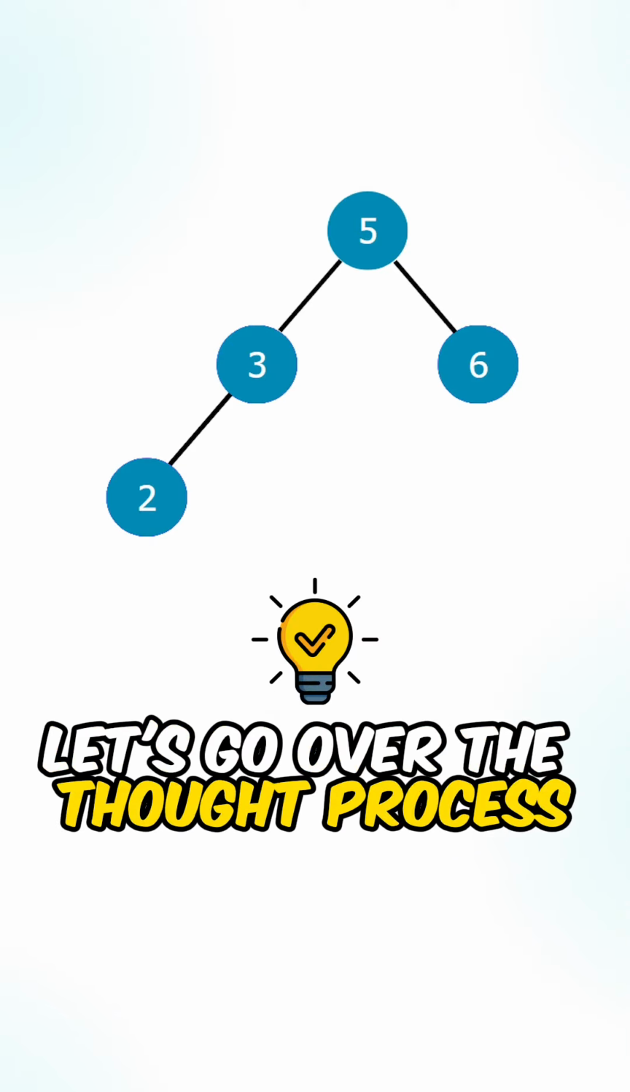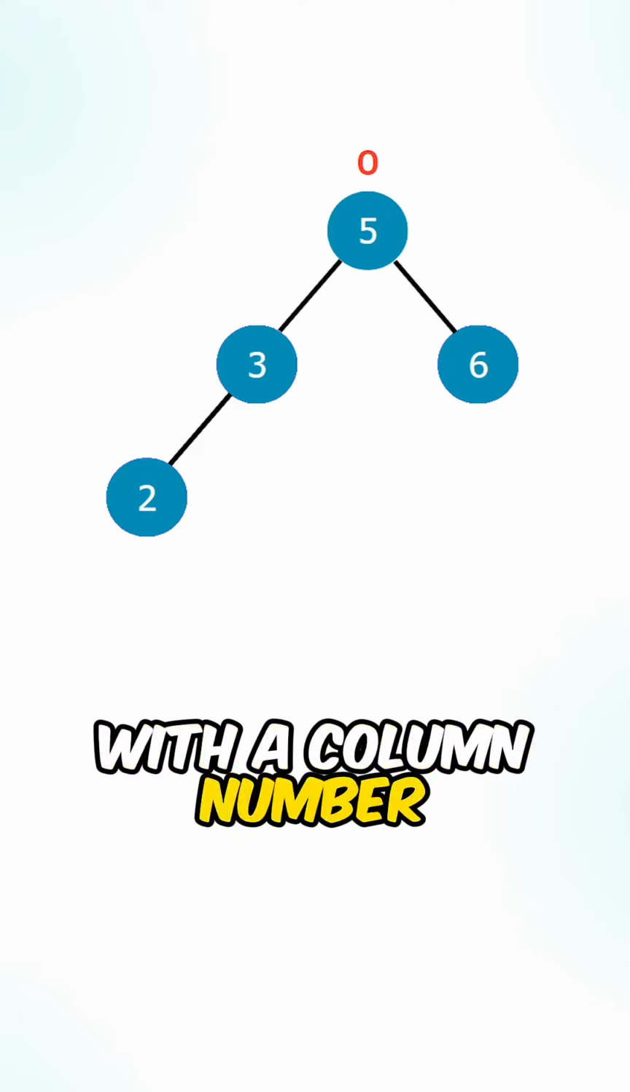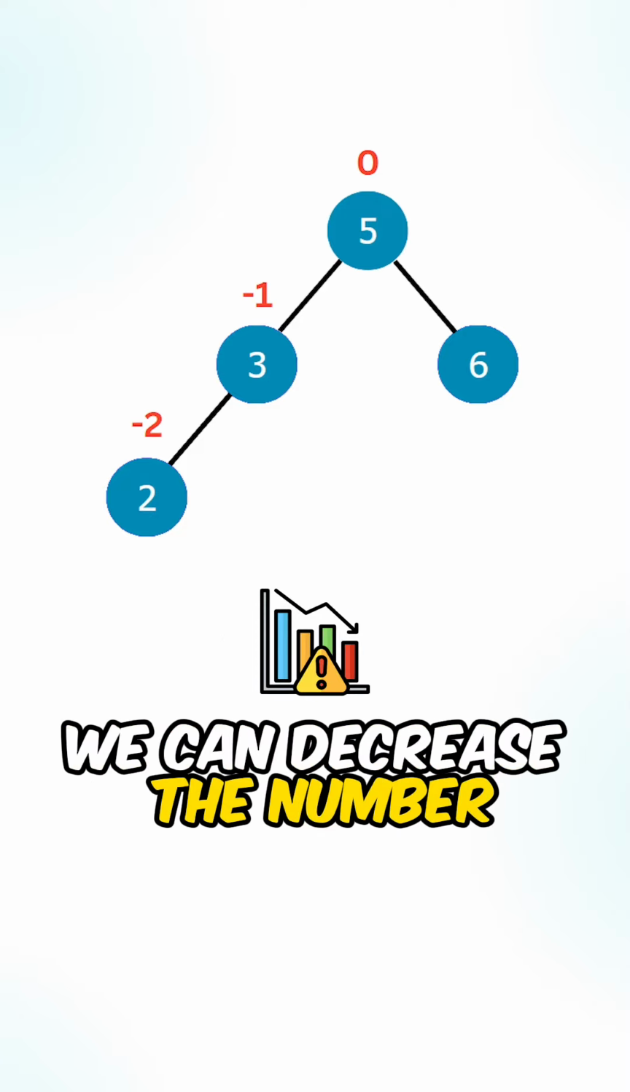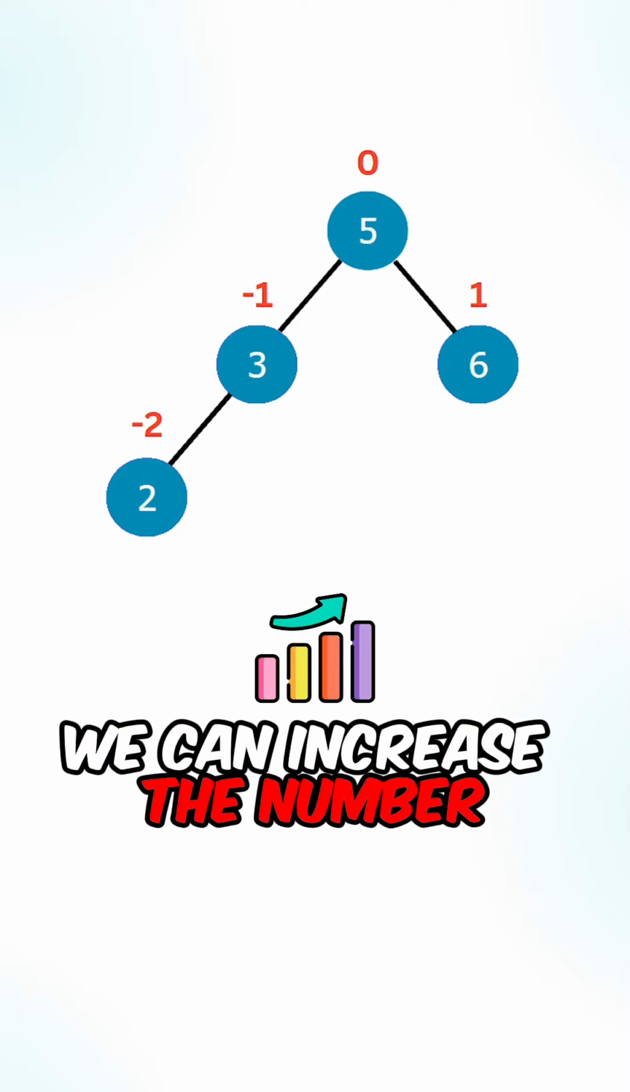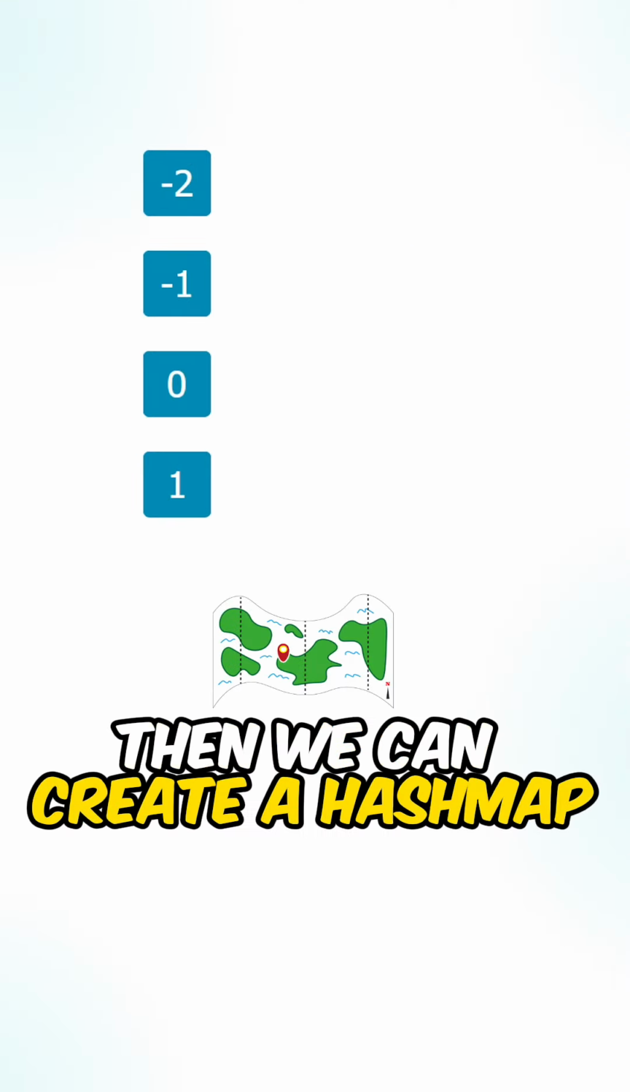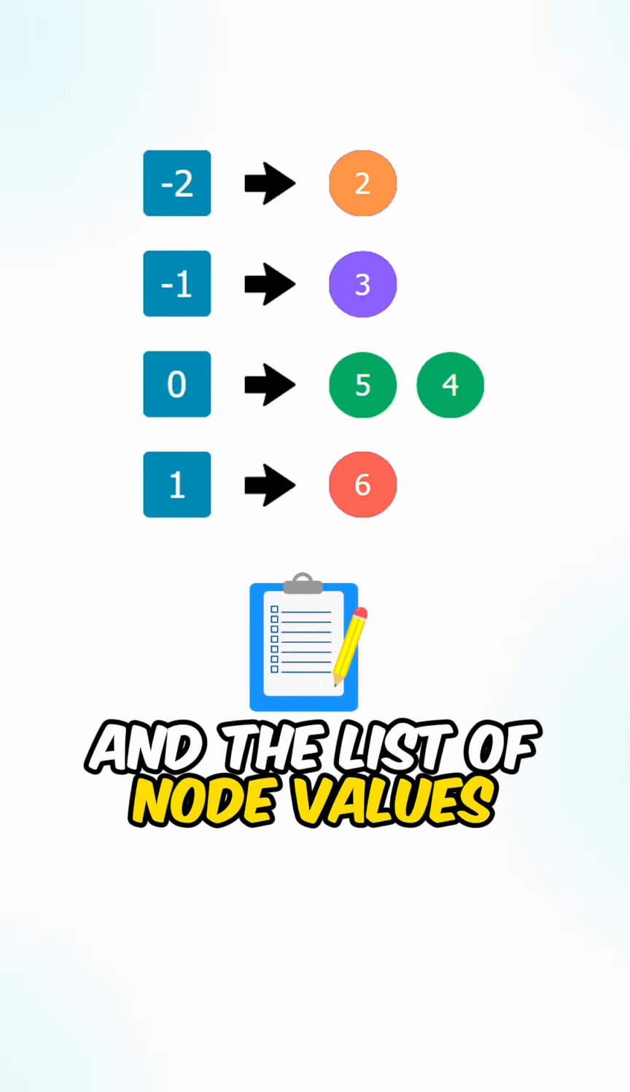Let's go over the thought process. We can label each of the nodes with a column number. When we go leftward, we can decrease the number. When we go rightward, we can increase the number. Then we can create a hash map to keep track of the column and the list of node values.